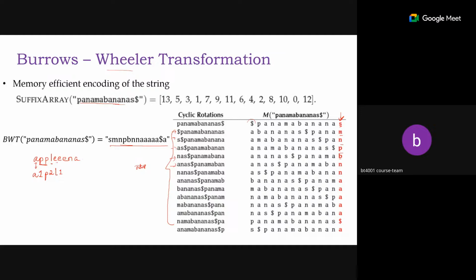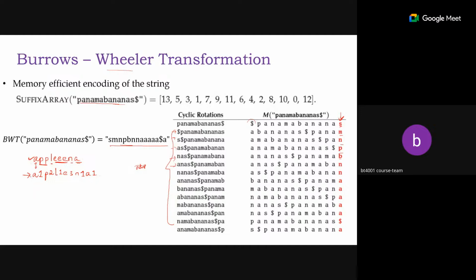Then E is occurring three times consecutively, so I put E3. Then N is occurring once, so I have N1. A is occurring once, even though A had occurred previously, but here consecutively A is occurring exactly once, so I have A1 over here.